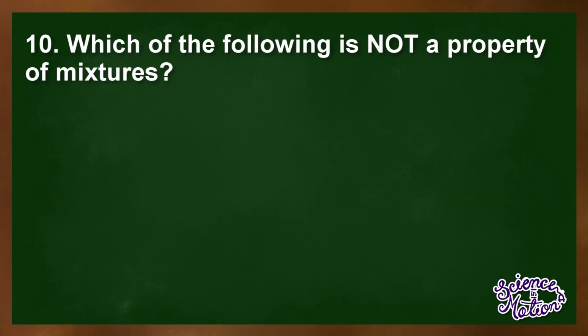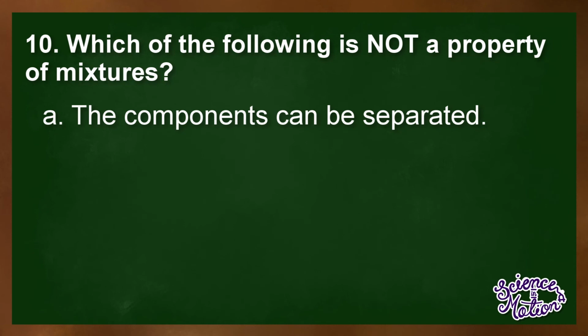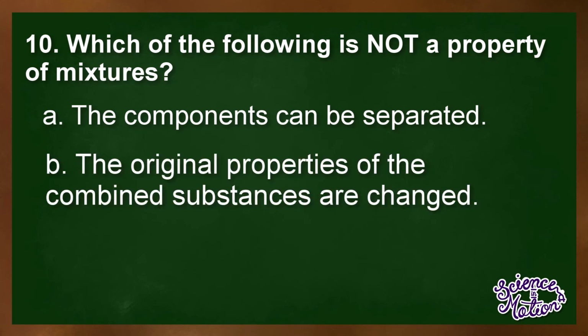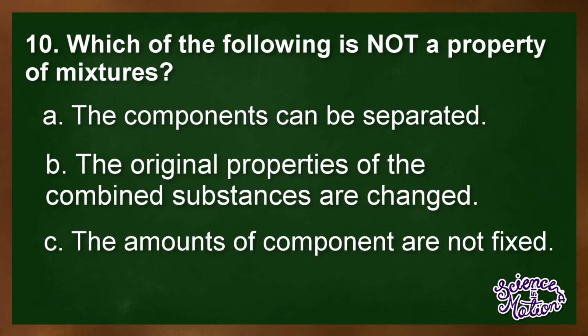10. Which of the following is not a property of mixtures? A. The components can be separated. B. The original properties of the combined substances are changed. C. The amount of the components is not fixed. Or D. None of this.